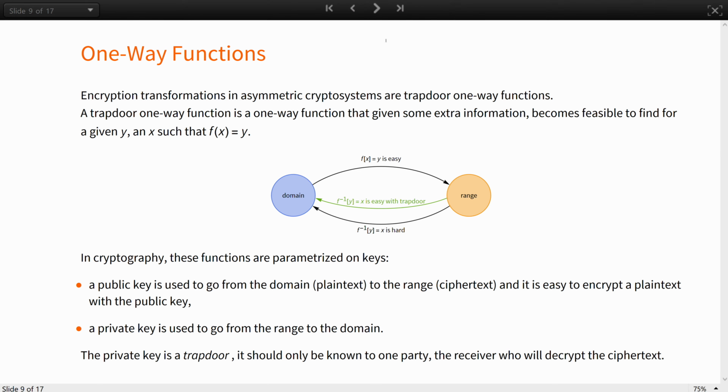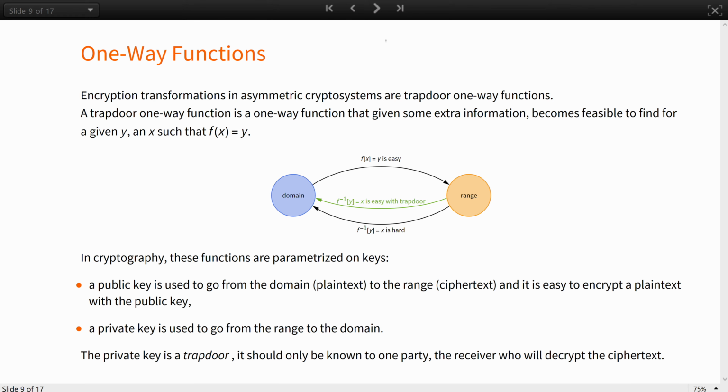Encryption transformations in asymmetric cryptosystems are trapdoor one-way functions. A trapdoor one-way function is a one-way function with the additional property that given some extra information, called the trapdoor information, it becomes easy to find, for a given output y, an x such that f of x equals y, that is, to invert f. In cryptography, these functions are parameterized on keys.